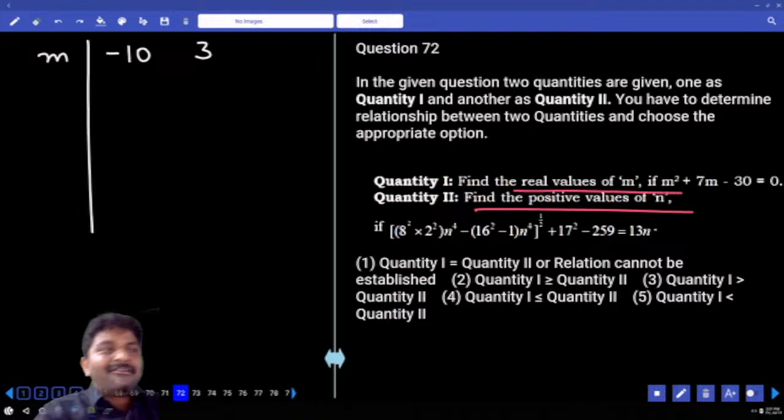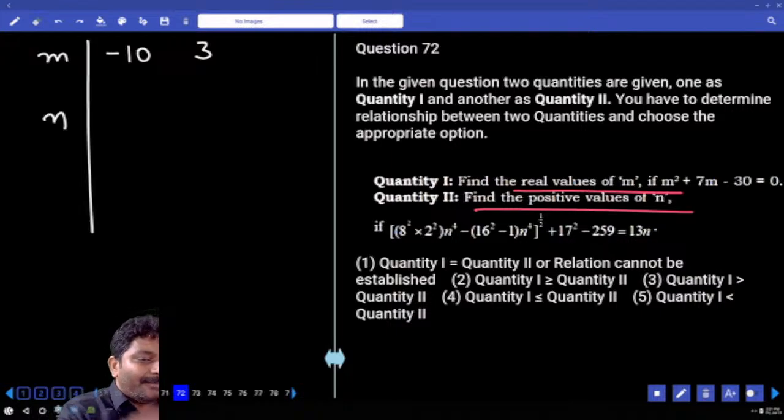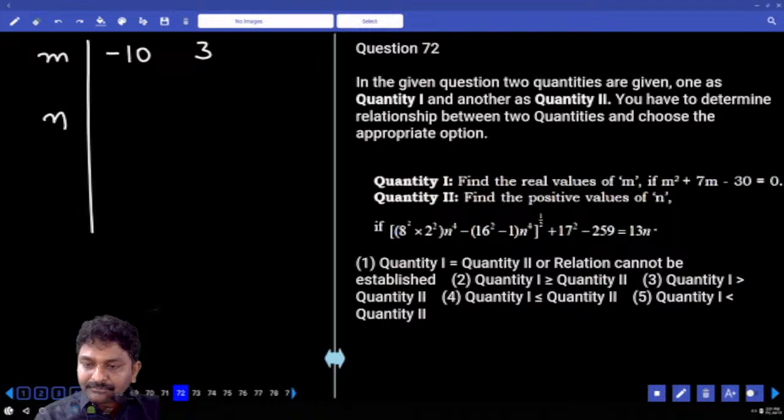ఇంతకు ముందు మనకి రియల్ వాల్యూ ఆఫ్ m అన్నారు. So you have to consider both signs, positive and negative. But for n, you have to take only positive; even if you are getting negative, you are not supposed to consider it. Okay? Right.